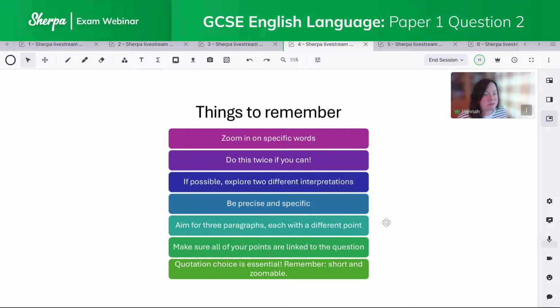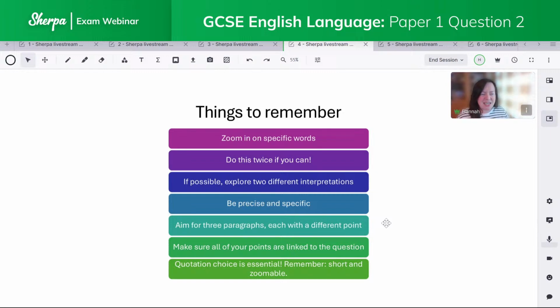It says each with a different point. We'll look at that a little bit later as well. This idea that we don't want each paragraph to start in the same way, because then it's the same point. So the writer uses language to describe the garden when they write, and then we have a quotation.